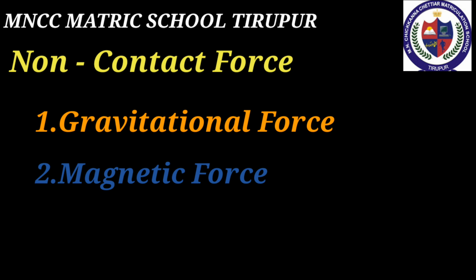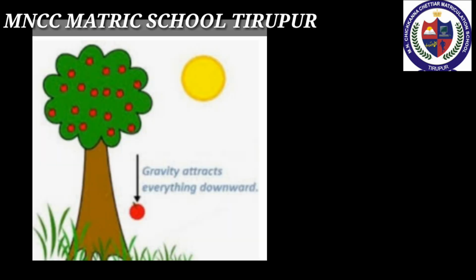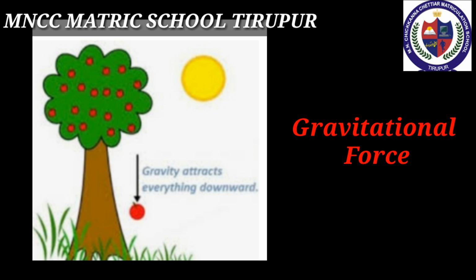Non-contact force can be classified into gravitational force and magnetic force. When we jump, why do we come down? Why don't we fly? Why do fruits fall down from the tree? You know the reason? Because the earth pulls all the objects towards itself. The force applied by the earth to pull objects towards itself is called gravitational force.